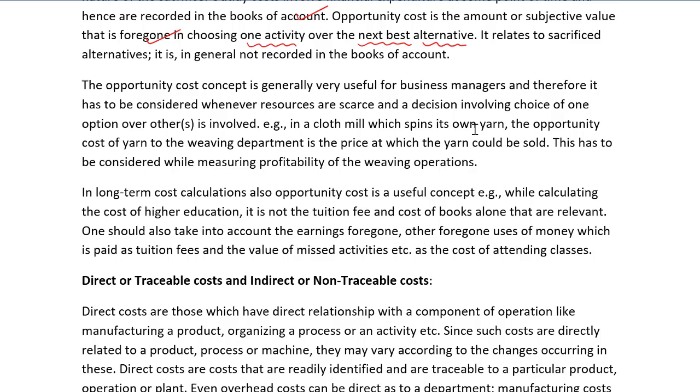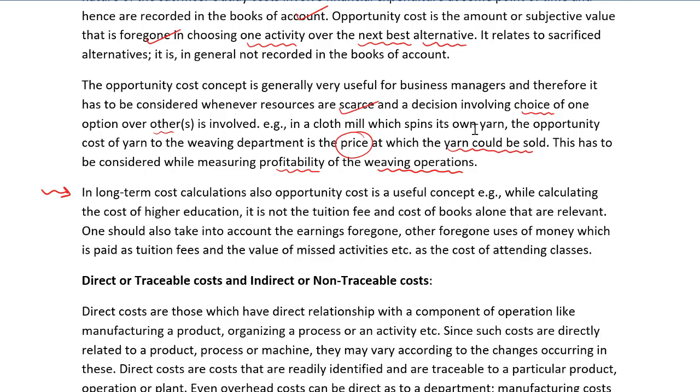The opportunity cost concept is useful for business managers, and therefore it has to be considered whenever resources are scarce and a decision involving choice of one option over the others is to be made. In a cloth mill, just as an example, which spins its own yarn, the opportunity cost of yarn to the weaving department is the price at which the yarn could be sold. Because we are using our own yarn, that means we are not buying the yarn from outside. This has to be considered while measuring profitability of the weaving operation also.